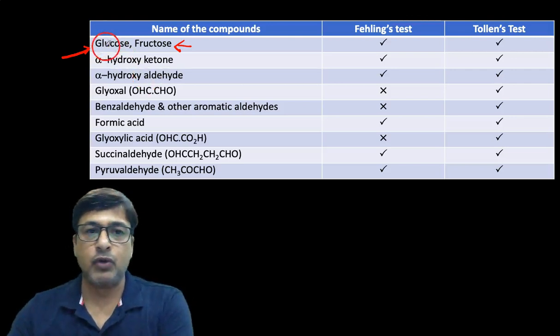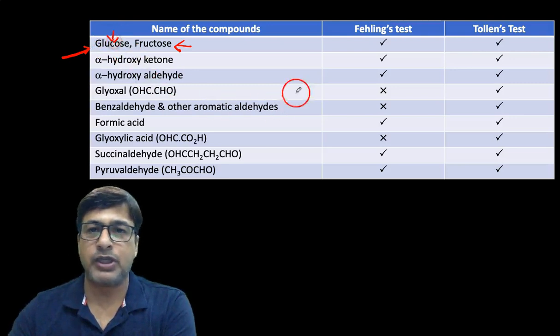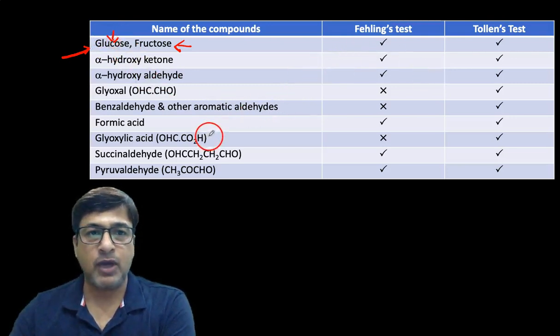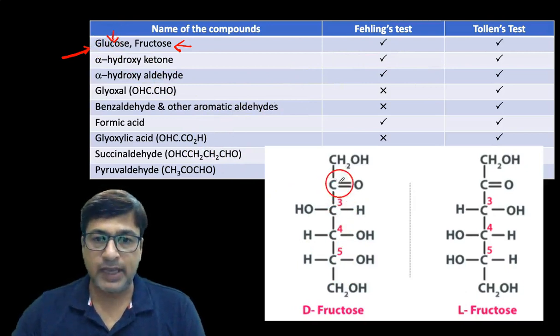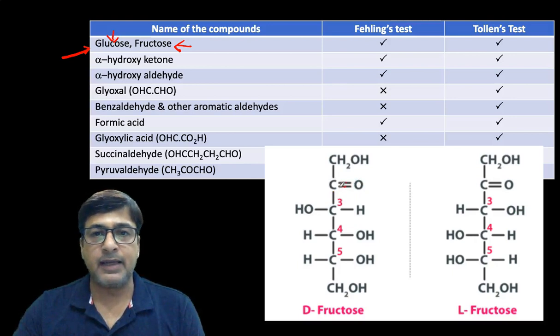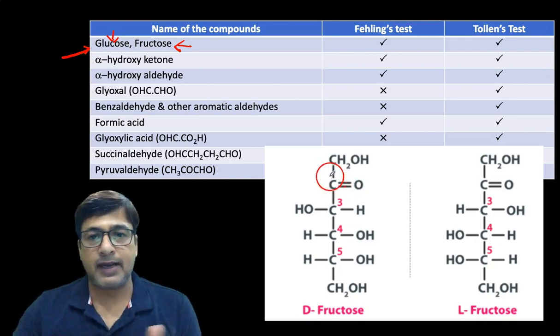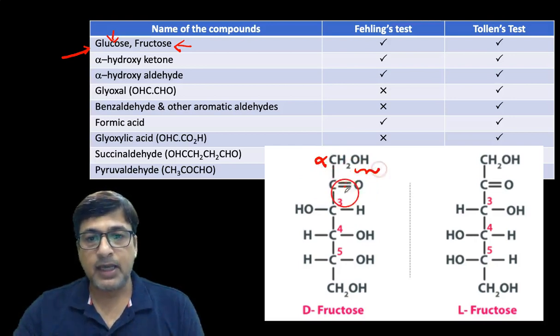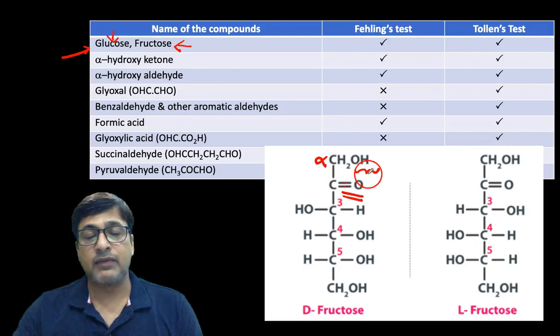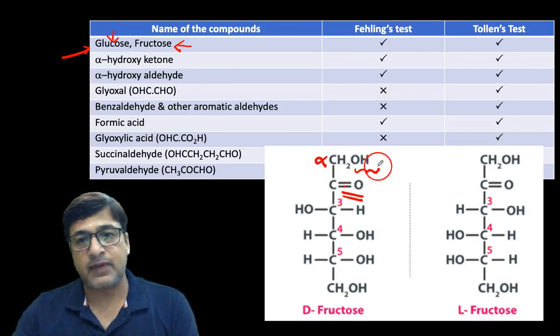If you see, glucose consists of an aldehyde group, so it is logically correct that Fehling's and Tollens are positive. Why does fructose show a positive test? This is the structure of fructose. You can see that this consists of a ketonic group. Generally for ketones, both Tollens and Fehling's are negative, but a ketone which consists of an alpha hydroxy group, I am repeating, any ketone which consists of an alpha hydroxy group shows positive Fehling's as well as Tollens.